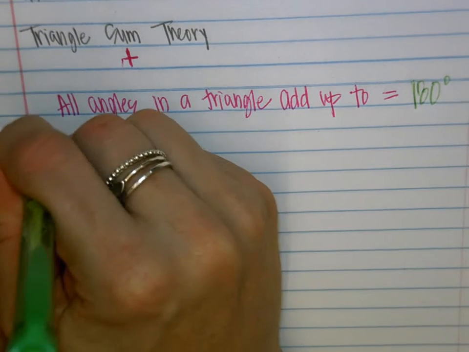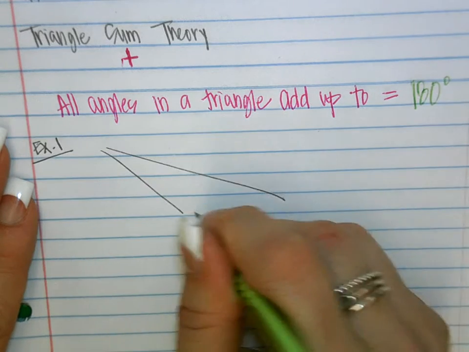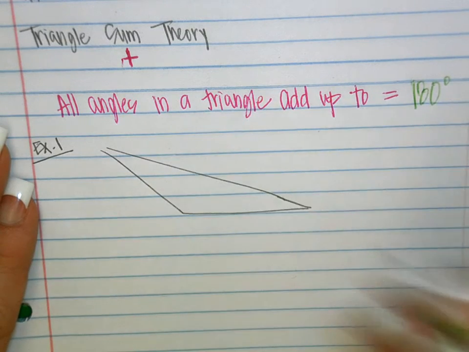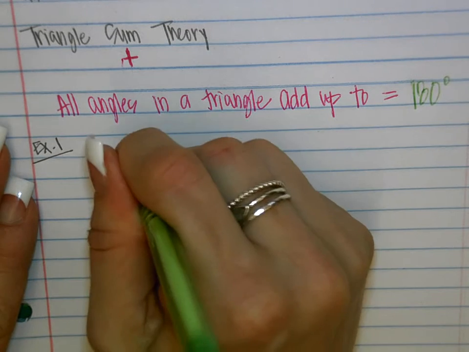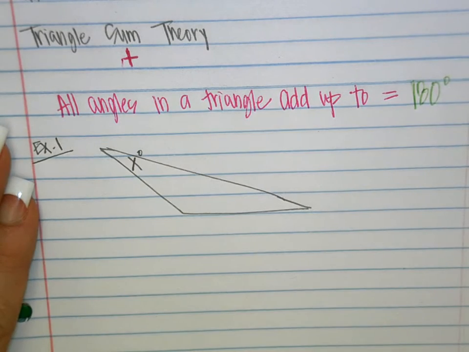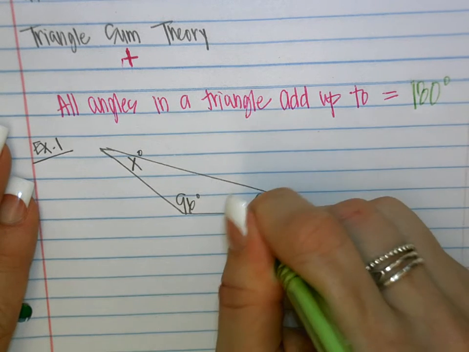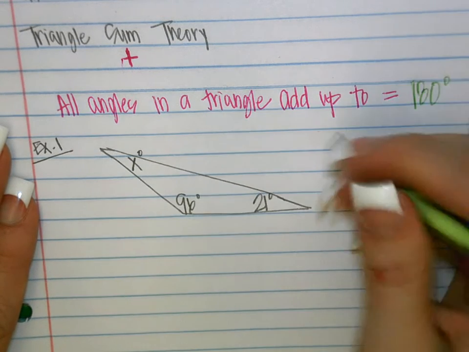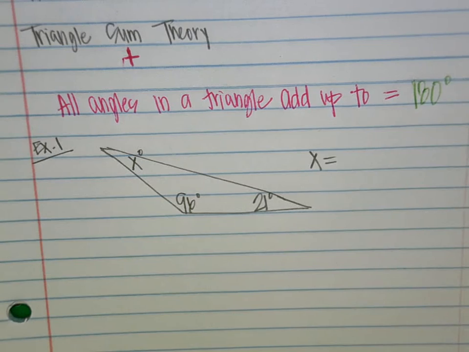So for example number 1, we are going to draw a triangle. Don't worry if you are not particularly artistically inclined, because neither am I. Draw a triangle. Up in the left-hand corner is going to be the x degrees. We have a 96 degrees and a 21 degrees. And I would like you to find what is x equal to. What does x equal?